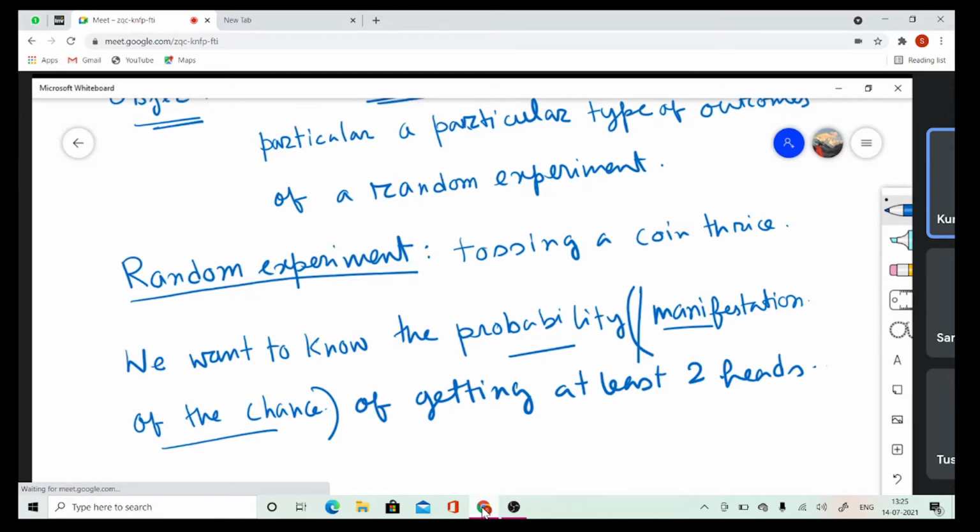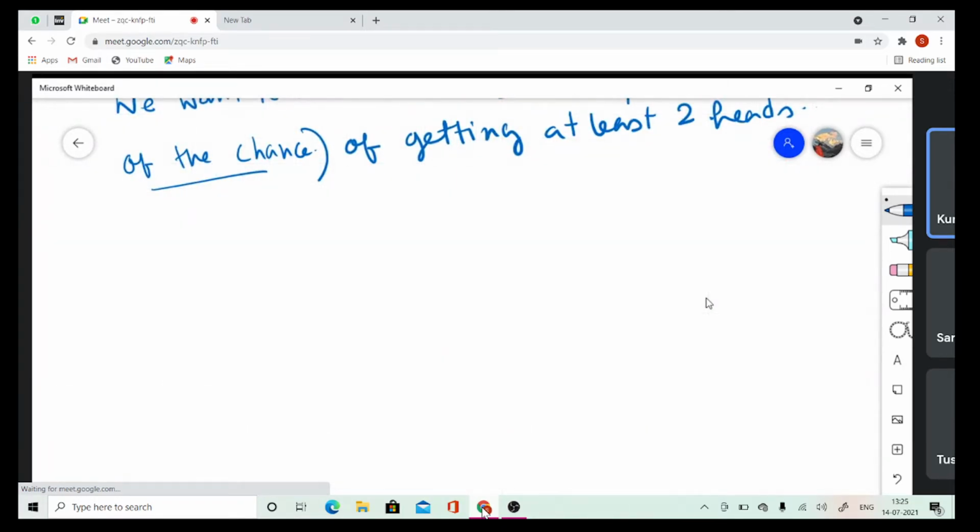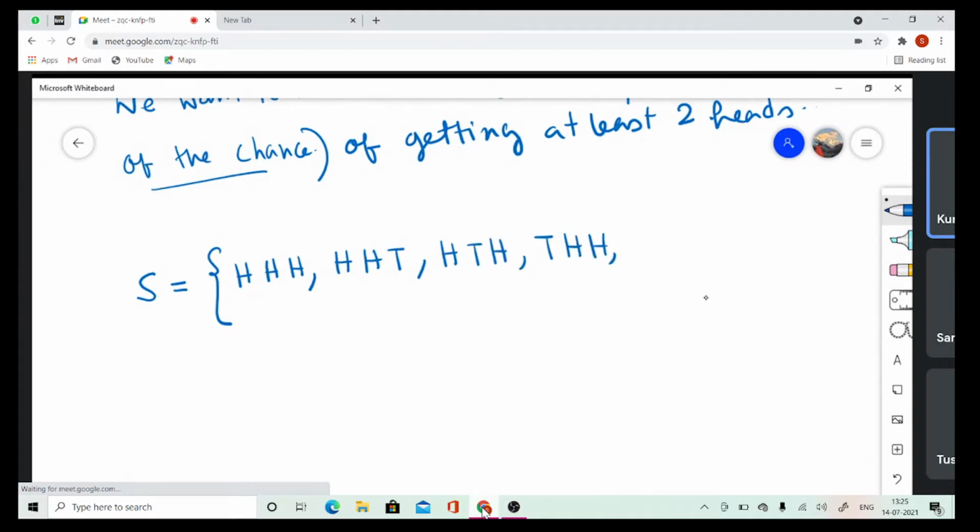Now, when we go by the classical definition of probability, first we have to write down the sample space. While we are tossing the coin thrice, our sample space will be like this: HHH, HHT, HTH, THH, TTH, THT, HTT, and TTT.